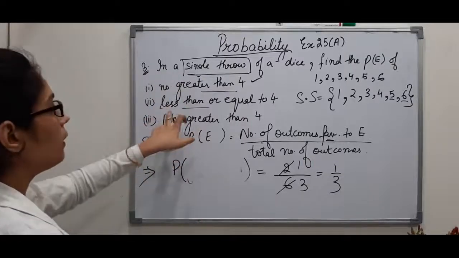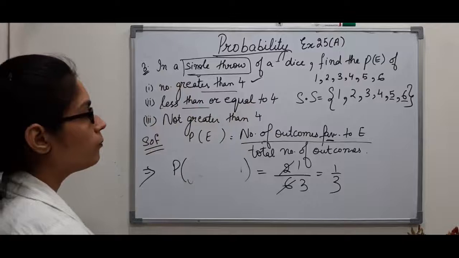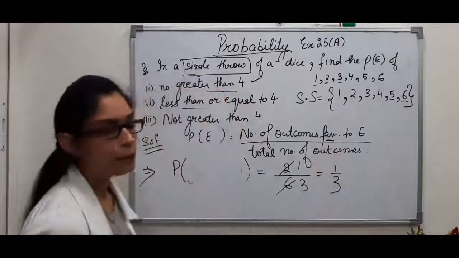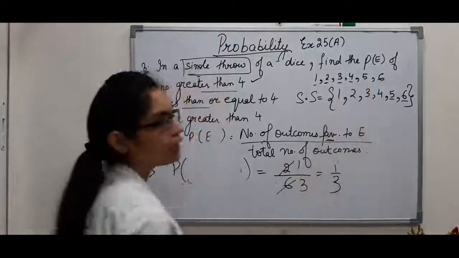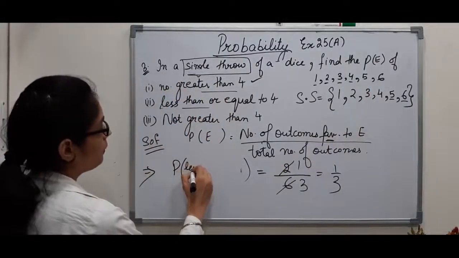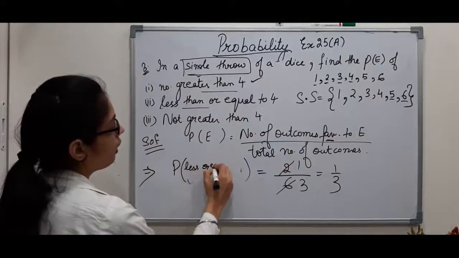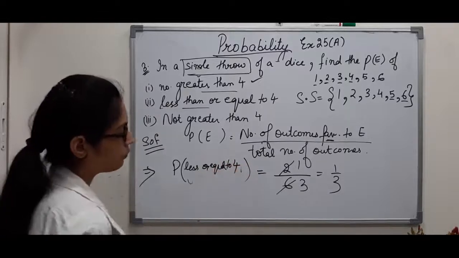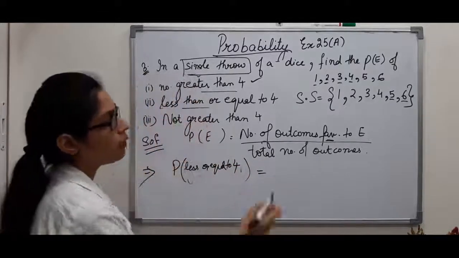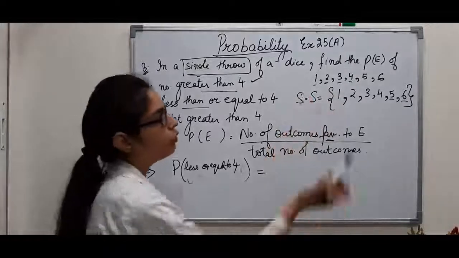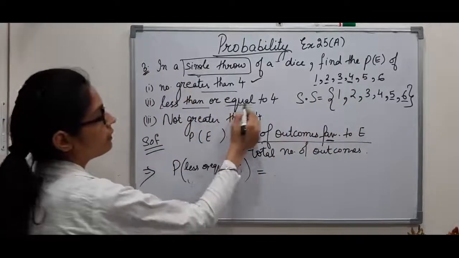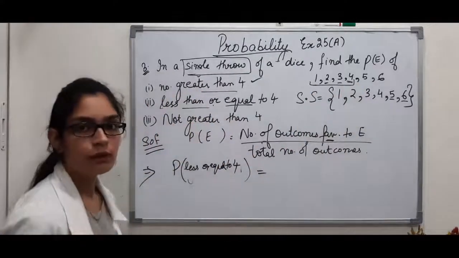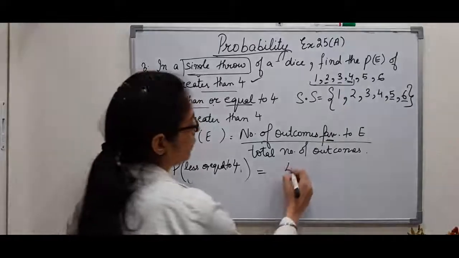Probability of finding a number less than or equal to 4. Less than means 1, 2 and 3, and it can be equal to 4 also. So which means we have to take 4 also. Probability of less than or equal to 4. So how many numbers have I marked? 1, 2 and 3 are less than 4, and 4 because they have mentioned equal to. So all the 4 I have to take. There are 4 numbers which are less than or equal to 4. So I will write 4.